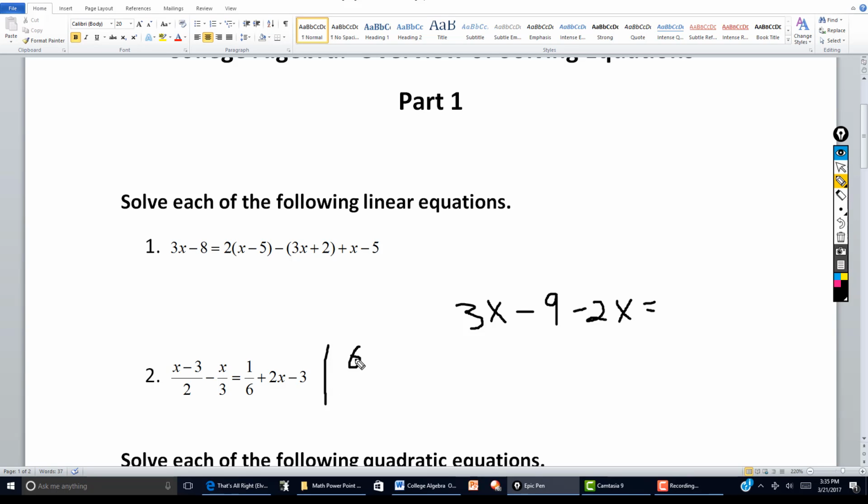Every term gets multiplied by 6. And of course 6 goes into 6, so 6 times 1 divided by 6, the 6's cancel out here. This will just give me a 1. And then 6 times 2x, the denominator in this case is 1, right? So it's 6 times 2x is 12x. And then 6 times a negative 3, okay? Denominator again of the minus 3 is a 1, so it says minus 18.